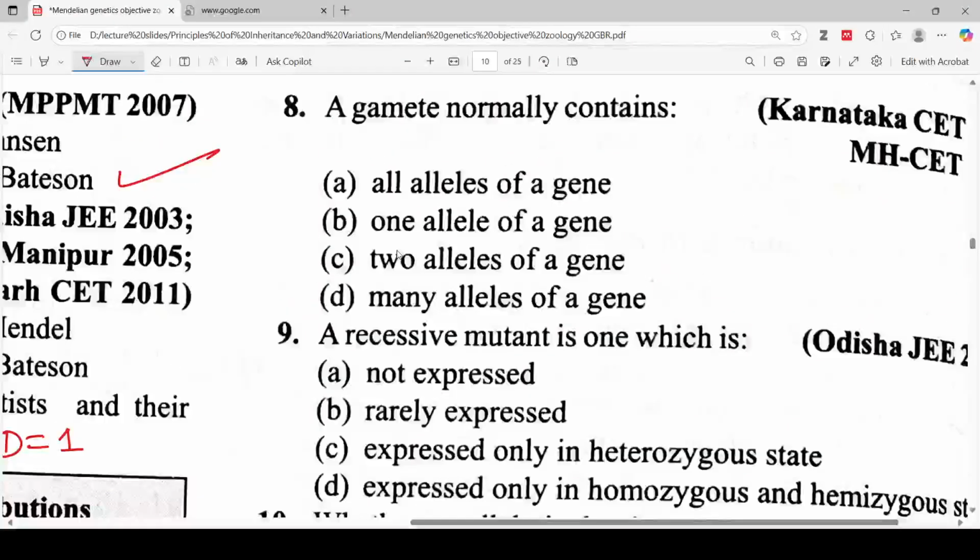Next question, question number 8. A gamete normally contains all alleles of a gene, one allele of a gene, two alleles of a gene, or many alleles of a gene. So a gamete always contains one allele of a gene, because when a gamete is formed, only a haploid set of chromosomes is there when they mature into a gamete. So the correct answer will be option B. Next question.